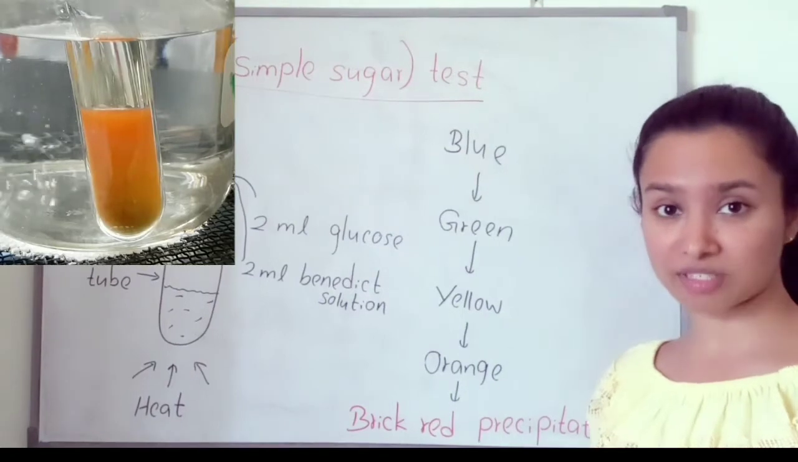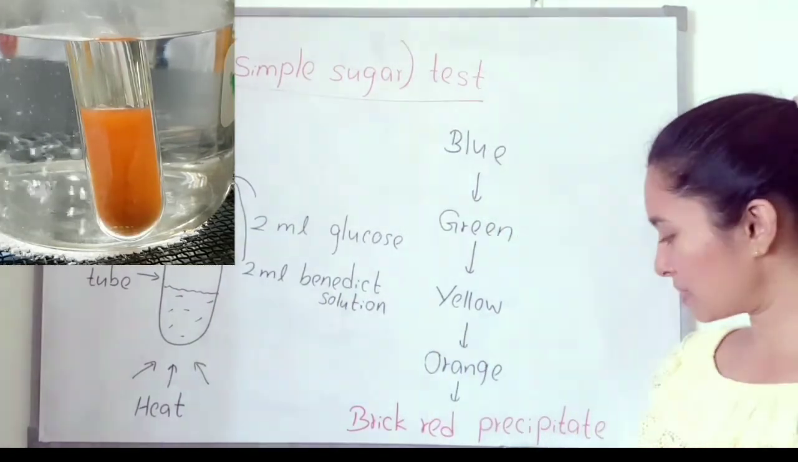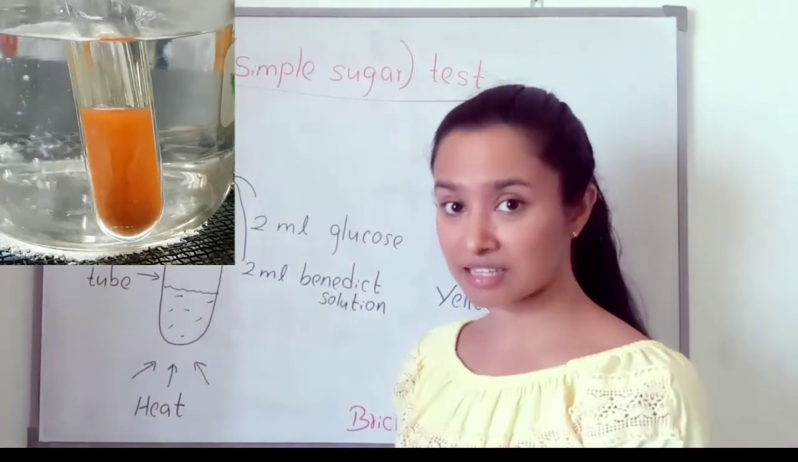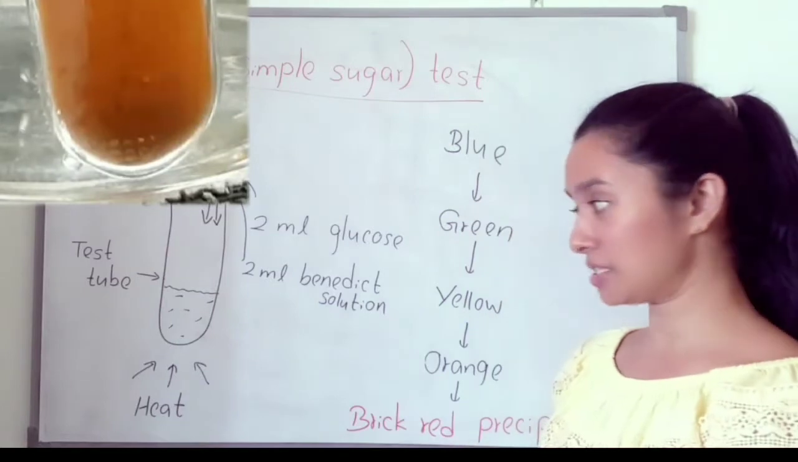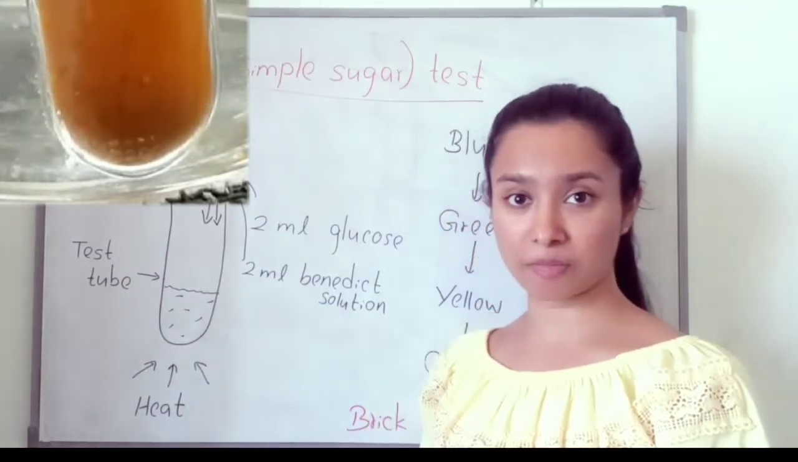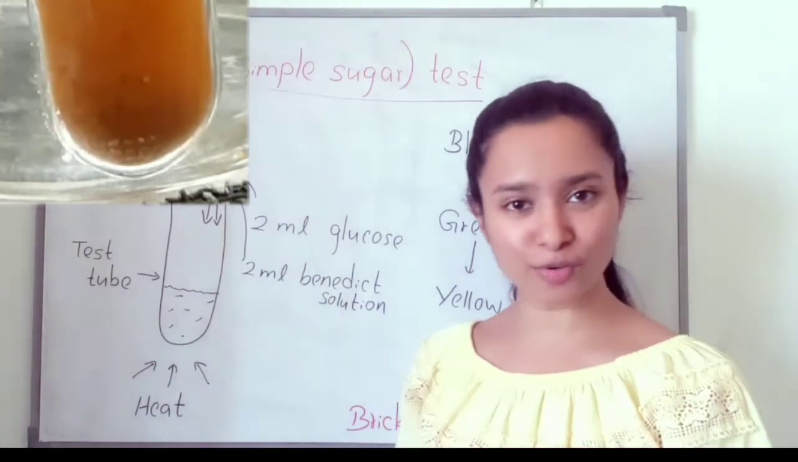What is the meaning of brick red? That means gadol ratu paata. Precipitate means avakshepaya. At last we can see a brick red precipitate. So then we can identify that it is glucose.